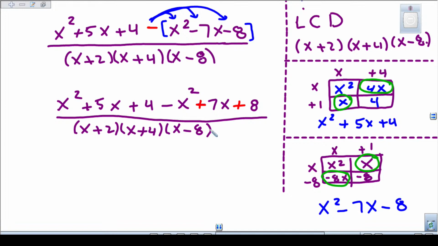Okay, so x and x squared, well, guess what? These two are going to go bye-bye. This one and this one are going to go bye-bye. And then I've got 5x and 7x, that's 12x. And the 4 and the 8 is how much? How much is 4 and 8?